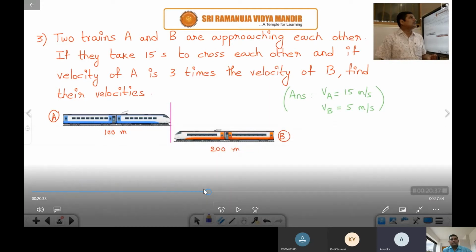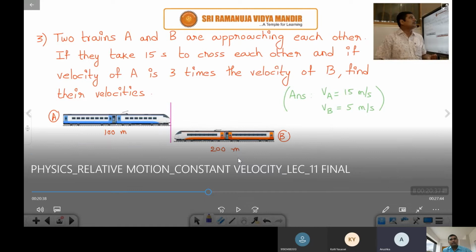But you will get S is equal to UT. Correct. So time you can substitute as 15 seconds because they gave. Now you just have to find out the displacement and the velocity.